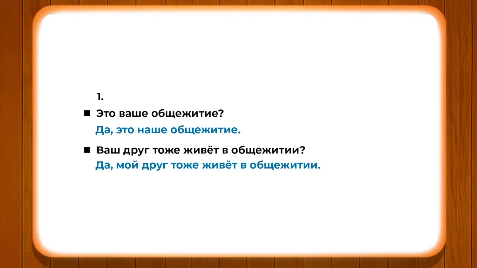Here, what do we see? We see a particular verb which is defining that my friend lives in the hostel. So the verb is жить. Жить can be conjugated in this form. That is why друг. And друг, as we know, is friend, masculine gender. So we have conjugated жить into он живет. Мой друг живет.